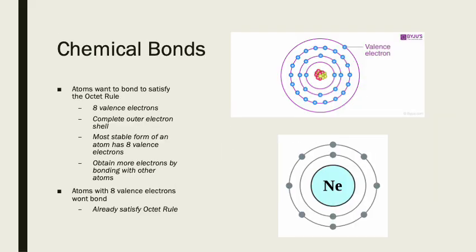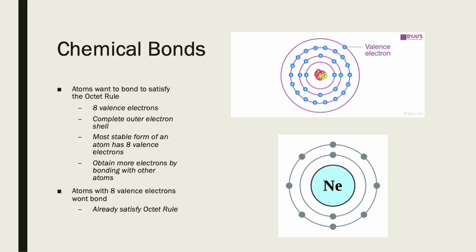Chemical bonds. So atoms want to bond with other atoms to satisfy something called the octet rule. And if you think about octet, oct means 8, right? So the octet rule means that every atom wants 8 valence electrons. If you remember back when we talked about electrons, a valence electron is the electron in the outermost orbital. This orbital is important for bonding. That's its whole job, is to bond with other elements and other atoms.